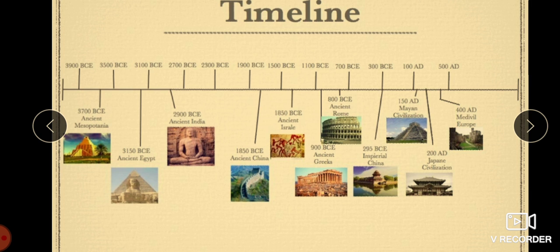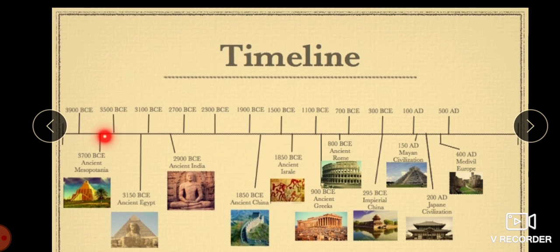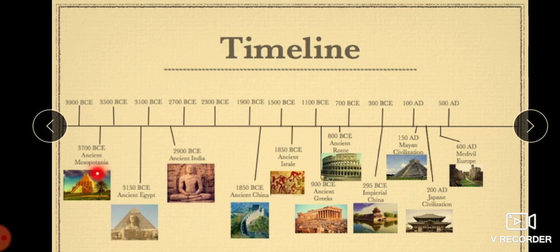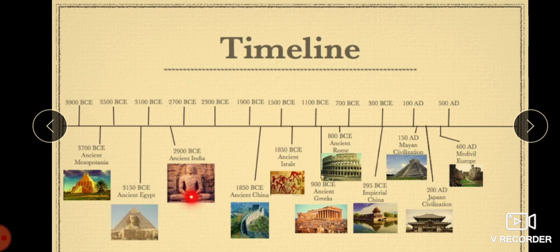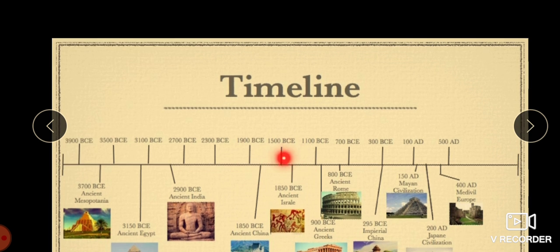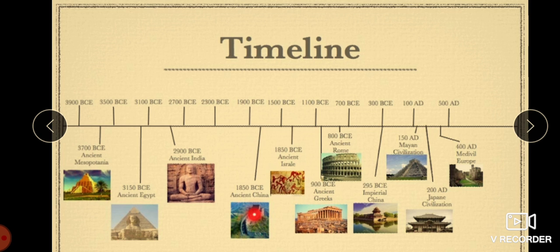We see that from 3900 BC to 3500 BCE, we had the ancient Mesopotamian civilization, which was in 3700 BC. Between 3500 BCE and 3100 BCE, we had the ancient Egyptian civilization. From 3100 BC to 2700 BCE, we had the ancient Indian civilization. And from 1900 to 1500 BCE, we had the ancient Chinese civilization.